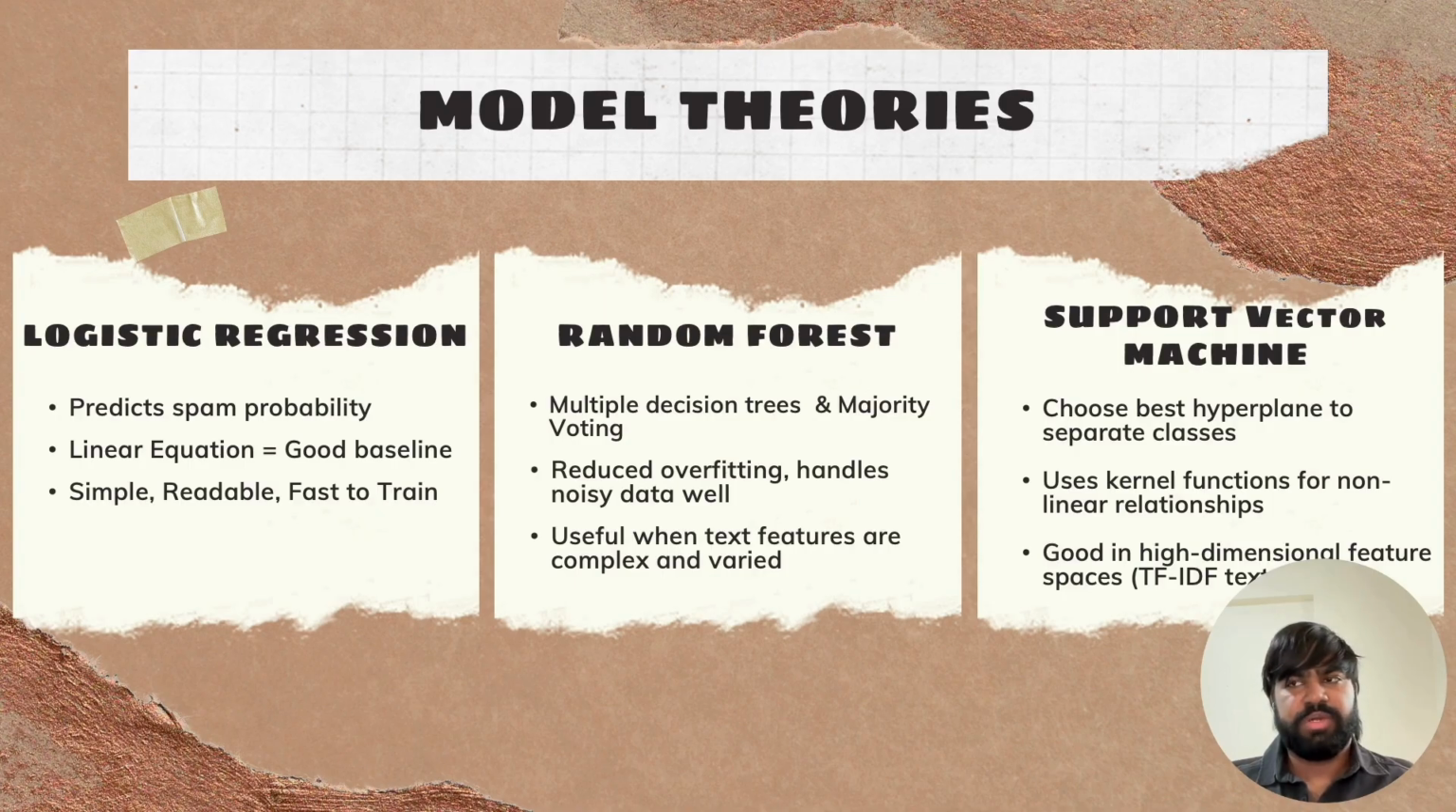First is logistic regression. It is linear, simple, and fast to train. It provides a good baseline for comparison. Next is random forest, which uses multiple decision trees and majority voting. This reduces overfitting and handles noisy text effectively. Finally is the support vector machine. It finds the best hyperplane to separate spam from ham and uses the kernel function to capture non-linear relationships, performing well with high-dimensional TF-IDF text features.